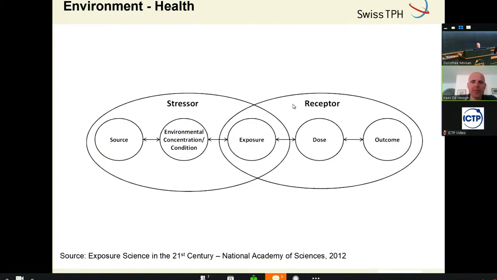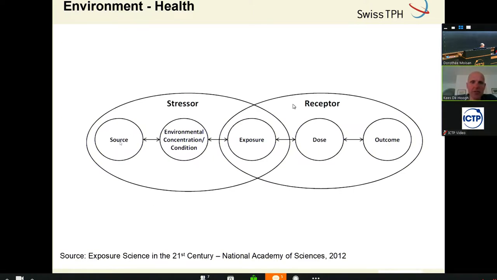And just to stress how this sits within the environment and health chain. So this is a nice figure where you can see on the left it starts with the source, and on the right we have an outcome. So the source could be an industrial installation, a power station, for instance. And here on the right could be an outcome, which could be a respiratory illness.